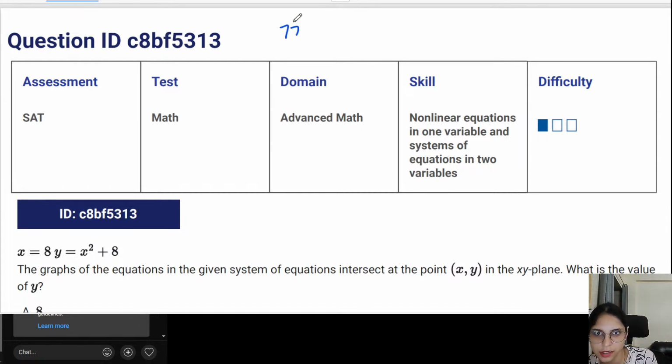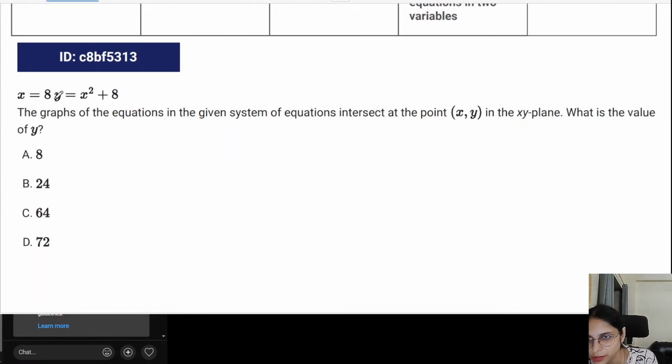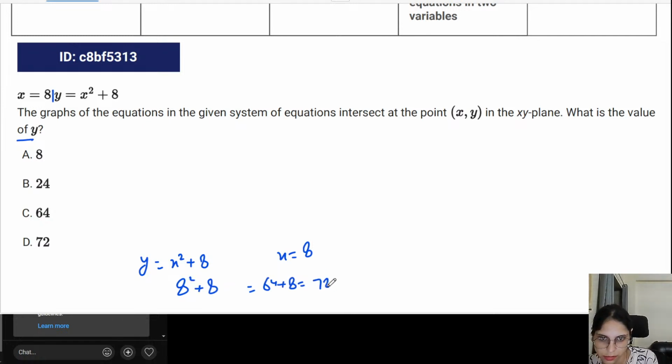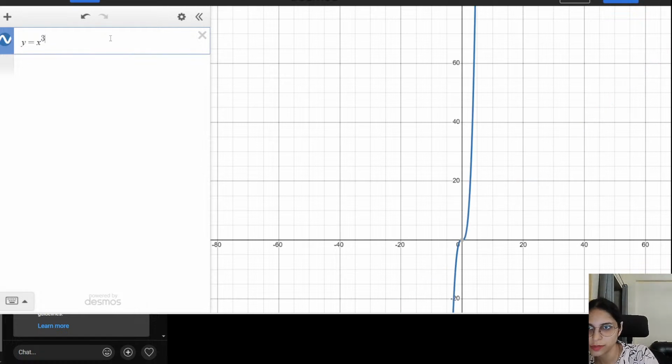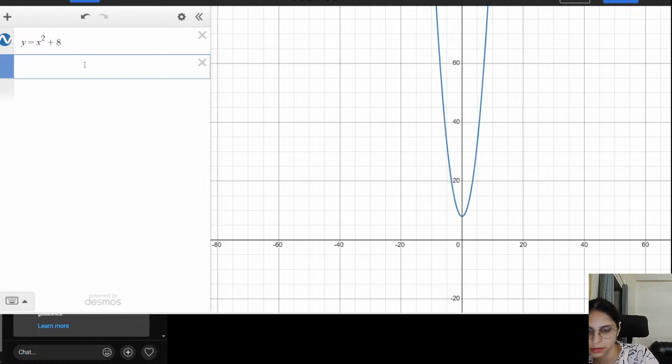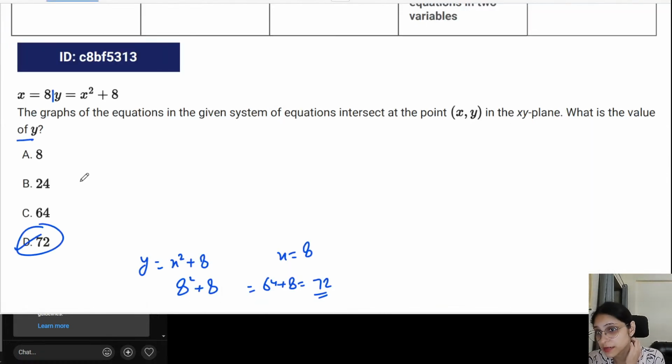Yeah, next is 77 again, very easy. X is equal to 8, y is x squared plus 8. Again, x is 8, you have to find the value of y. So y is x squared plus 8, x is 8. Answer is going to be 8 squared plus 8, 64 plus 8. If you want, you can put this in Desmos also, x squared plus 8 and x is equal to 8. 8 comma 72, 72 is the value of y.